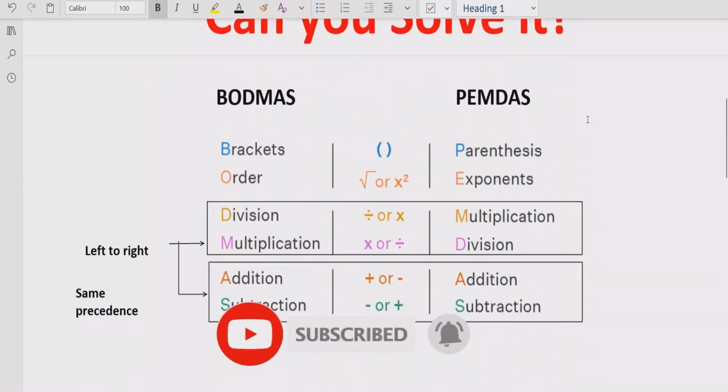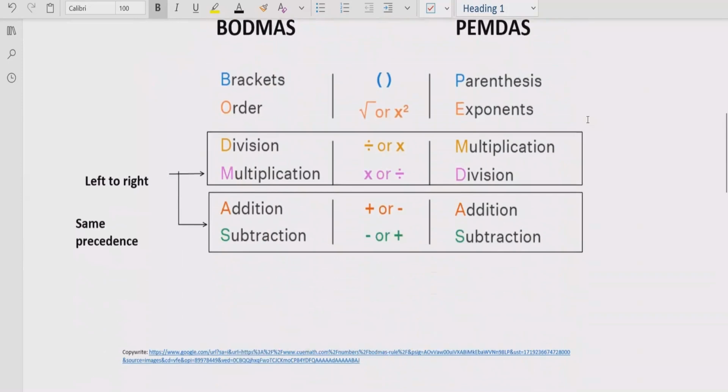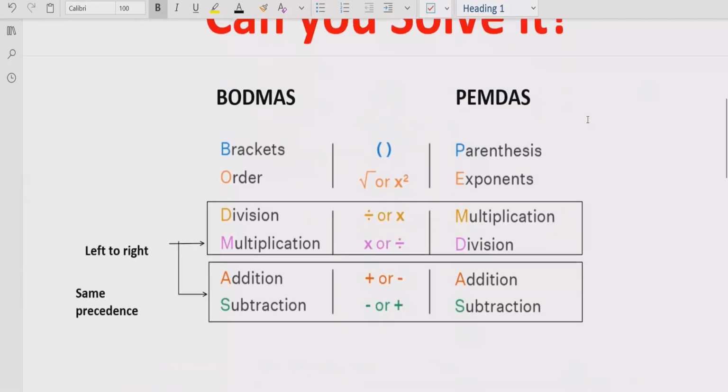Now let's talk about what are the rules which we can follow to solve the given expression. Here we will discuss two rules, the BODMAS and PEMDAS rule. These rules we can apply to solve any arithmetic expression. And the rule says if your expression contains any bracket or parenthesis, you have to solve that part first. After the bracket, you have to see the power of any number. If your expression contains any number which has a power, you have to solve that part after the bracket.